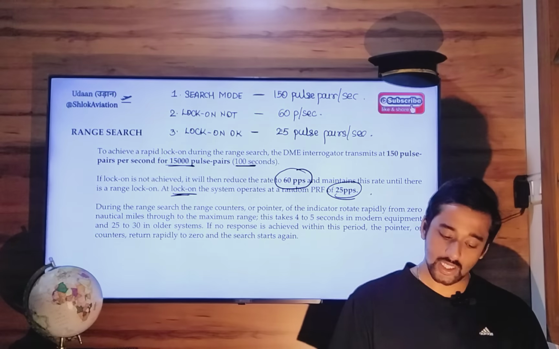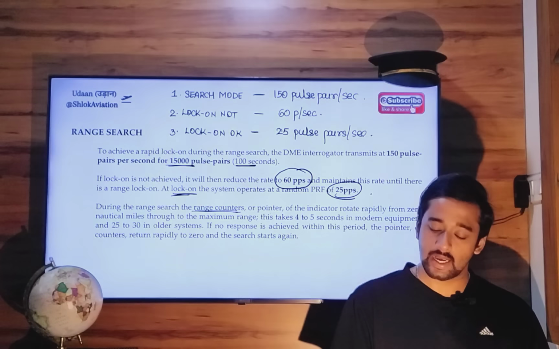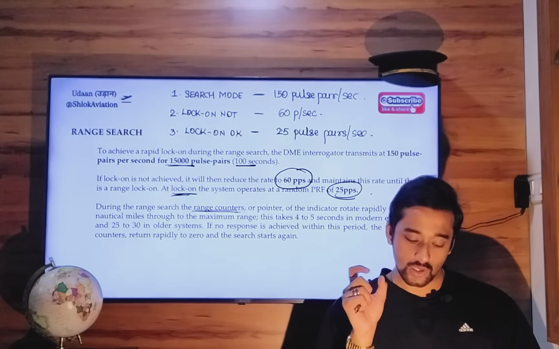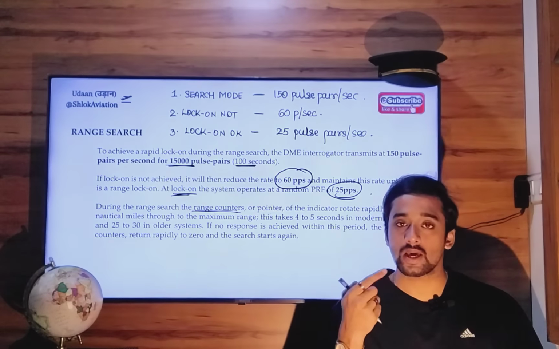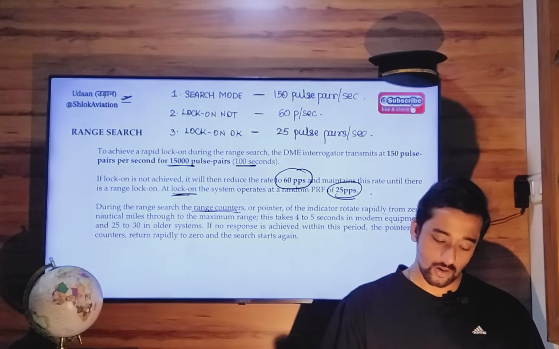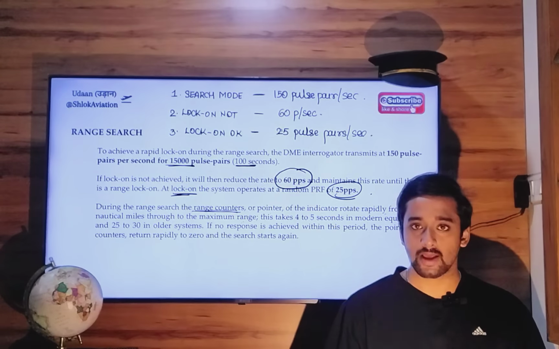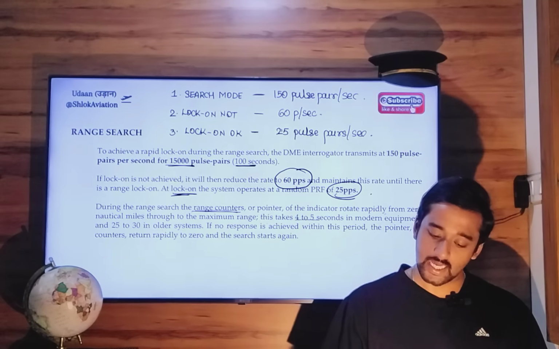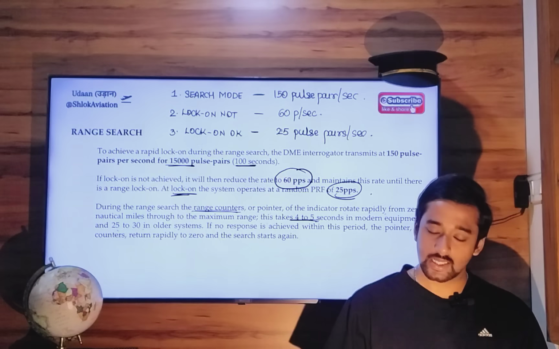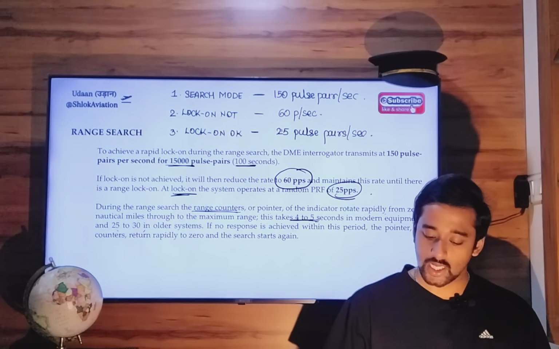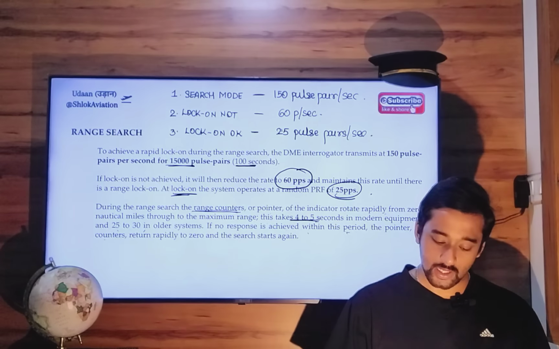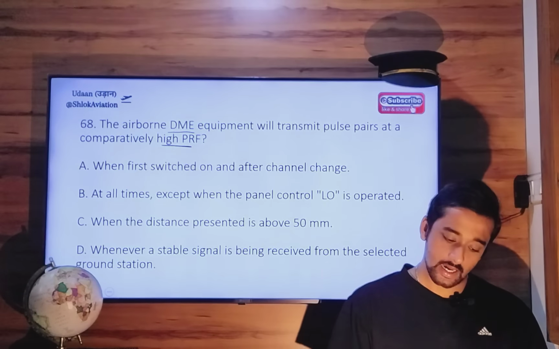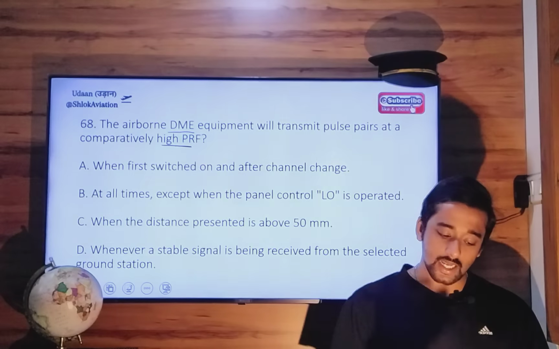During the range search, the range counters or pointer of the DME indicator in the cockpit, the place where they show the range information, rotate rapidly from 0 to maximum range. Maximum range of a DME is normally 200 miles. It can be more. This takes 4 to 5 seconds in modern equipment, 25 to 30 seconds in old systems. If no response is achieved in that period, the pointer or counters return rapidly back to 0 and the search starts again.